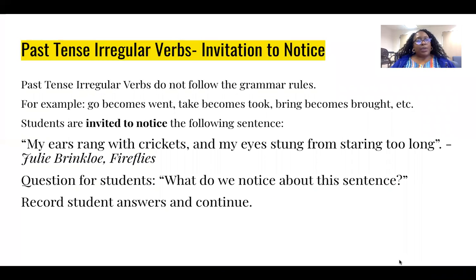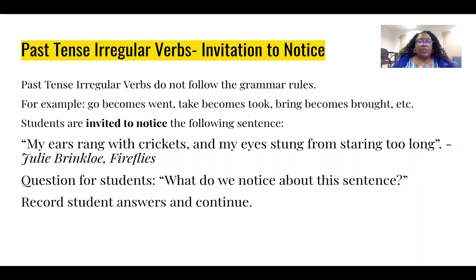Today we'll discuss past tense irregular verbs. Invite students to notice that past tense irregular verbs do not follow grammar rules they may be familiar with. For example, go becomes went, take becomes took, bring becomes brought, and so on.